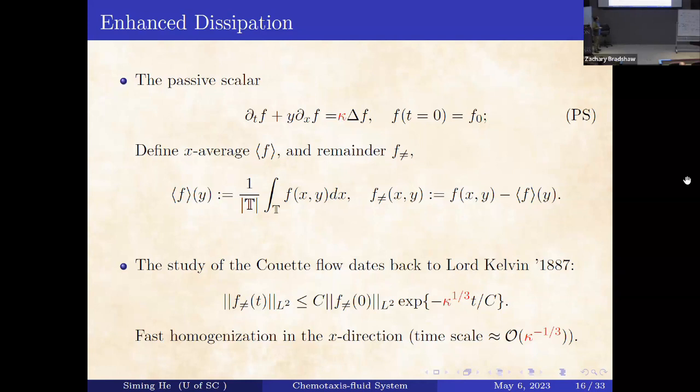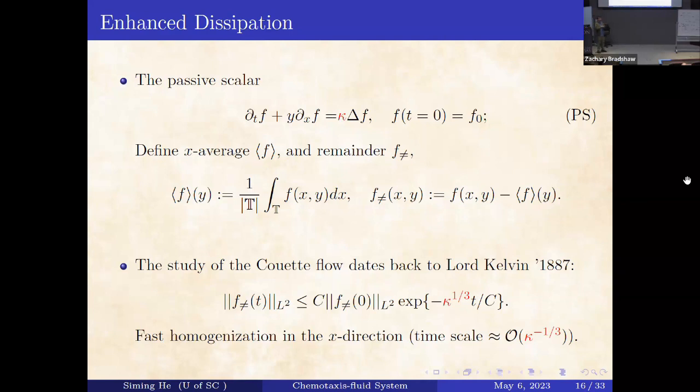So why is that the case? You can take a look at this expression, and you can see that the L2 norm will decay to half of its original value within time kappa to the -1/3. Recall that the heat dissipation time scale is kappa to the -1, so it's long. But kappa to the -1/3 can be very small when kappa is small. Suppose you take kappa to be 1000, then kappa to the -1/3 is like 1/10. So this is the enhanced dissipation effect that we are looking for.